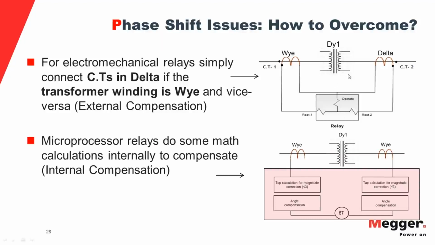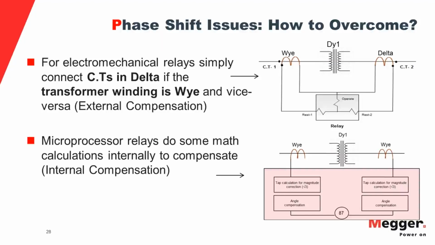But for microprocessor relays, there are two methods. The first method is you correct the CT windings. The second method is if you don't want to correct the CT windings, that's fine with microprocessor relays. They do some math inside the relay to address this issue, which is called internal compensation. They define a compensation matrix for different winding configurations, and they compensate the angles which come out different for both windings.